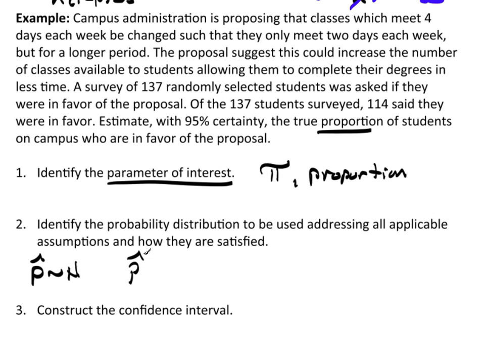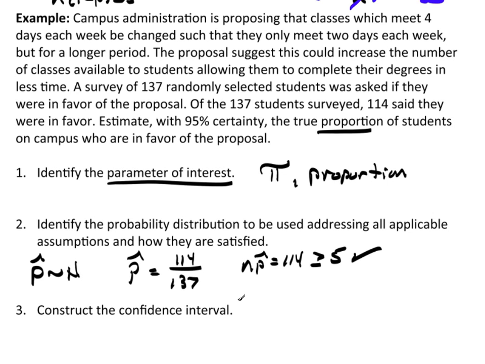P hat in this case, they said n was 137, and 114 said they were in favor, and they want to calculate the confidence interval for the proportion of students who are in favor. So this is going to be 114 over 137. So that's p hat. That means that there's 114 successes. So n times p hat equals 114, which is clearly greater than or equal to 5. So we're good to go there.